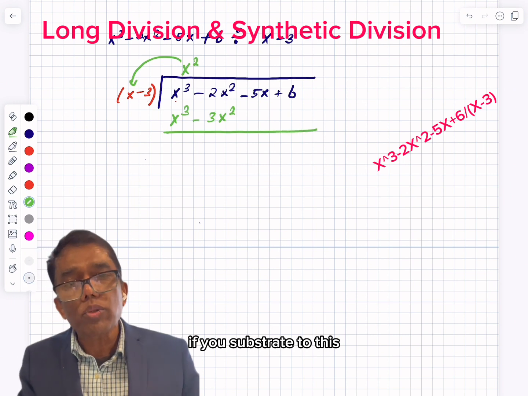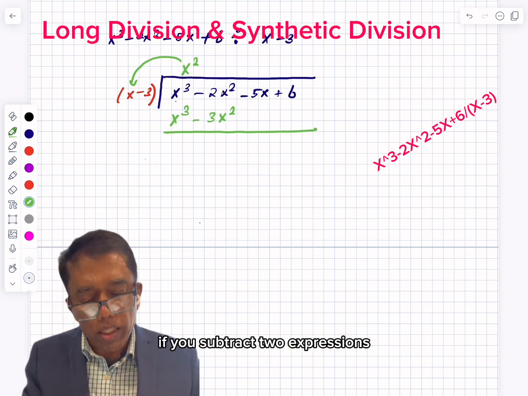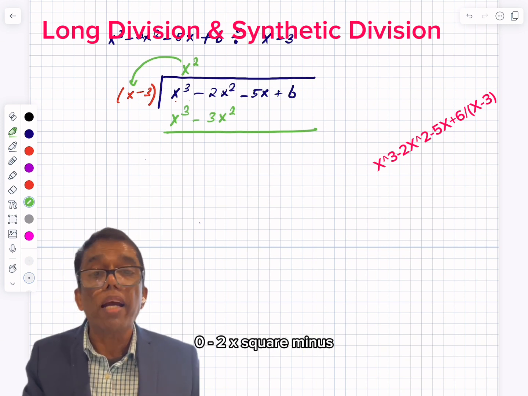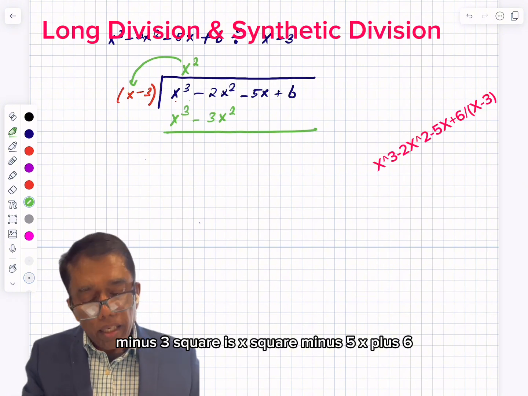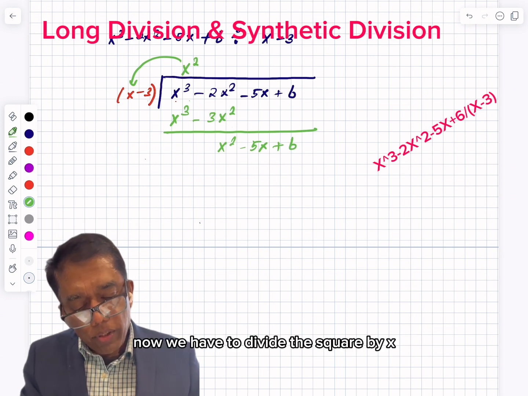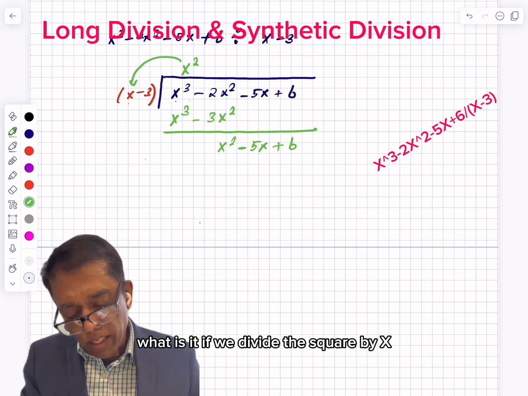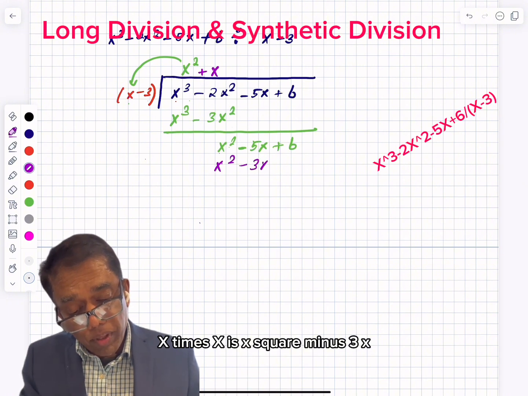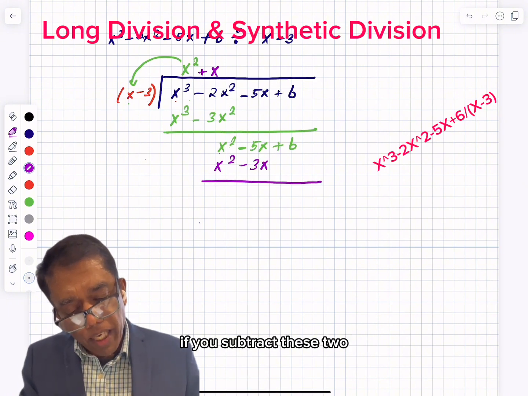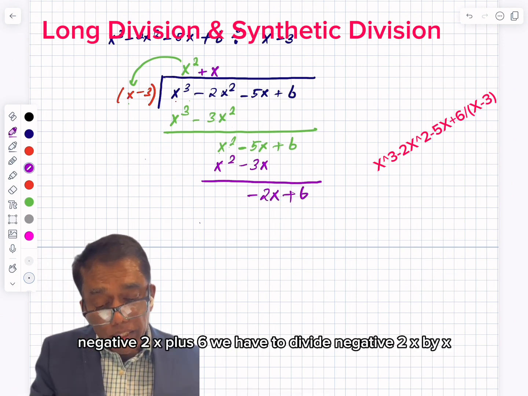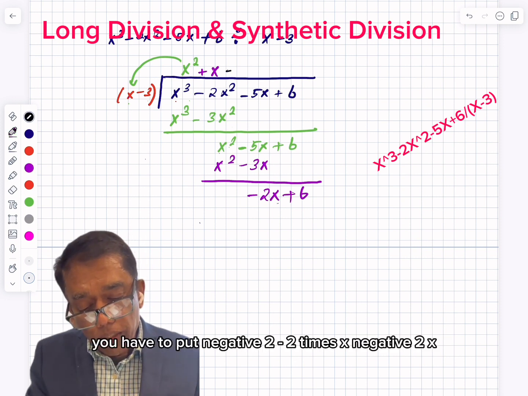If we subtract the two expressions, x3 minus x3 is 0. Negative 2x square minus negative 3x square is x square minus 5x plus 6. Now we have to divide x square by x. What is it? If we divide x square by x, it is x. We have to write x here. x times x is x square, x times negative 3 is negative 3x. If we subtract these two, we get negative 2x plus 6. We have to divide negative 2x by x. It is negative 2. You have to put negative 2.